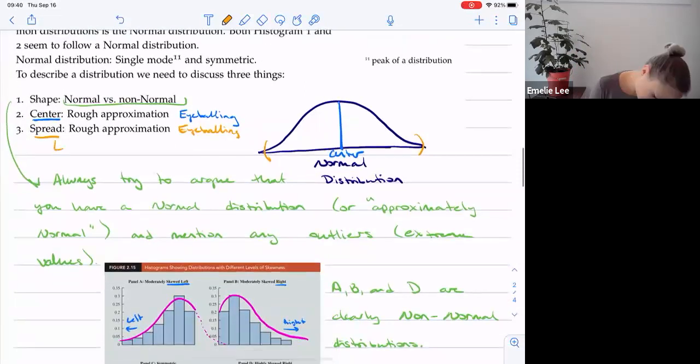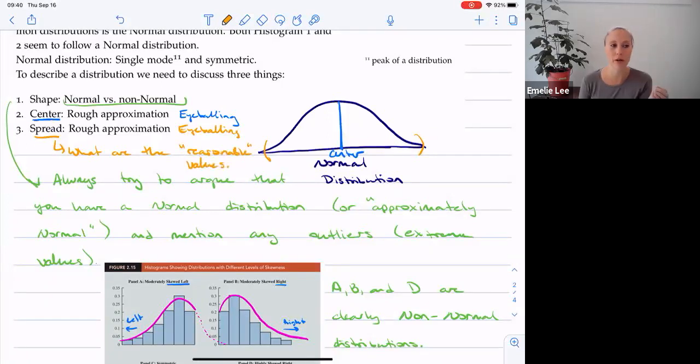And so what are the reasonable values? Right, really rough approximations here. We will develop numerical values here.